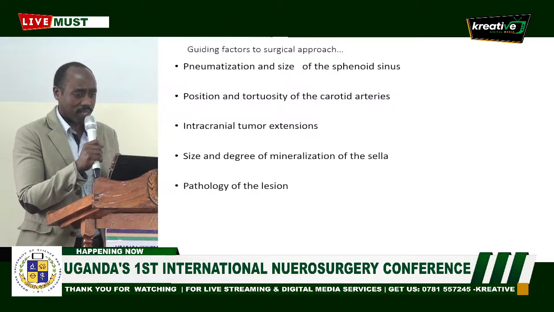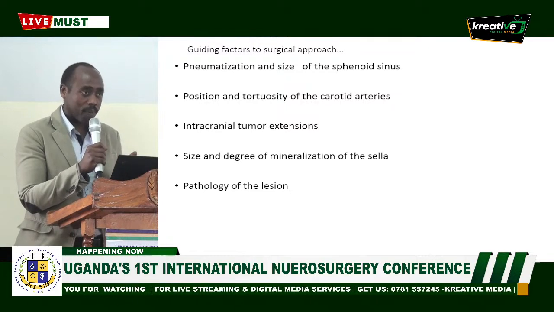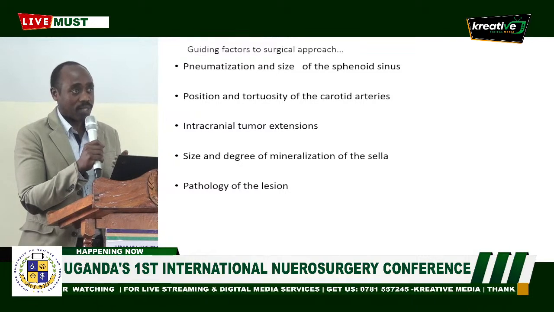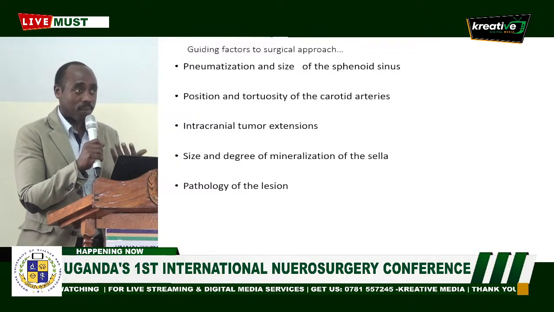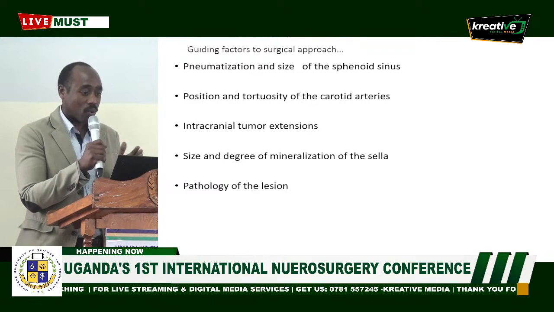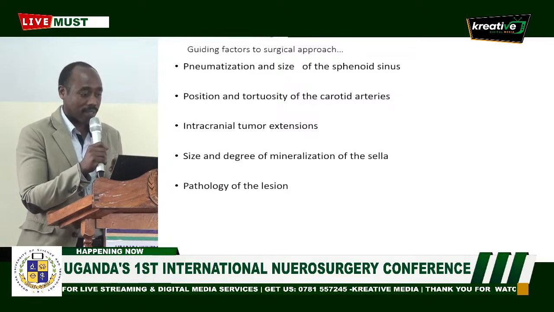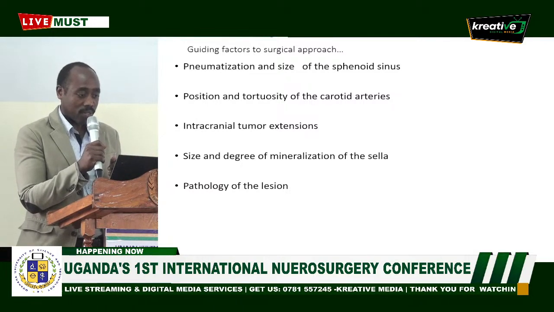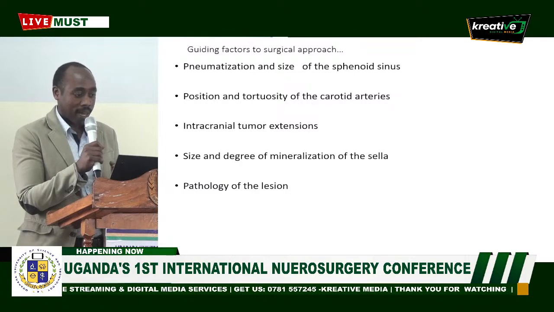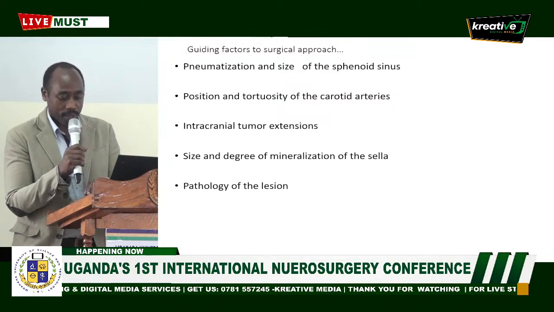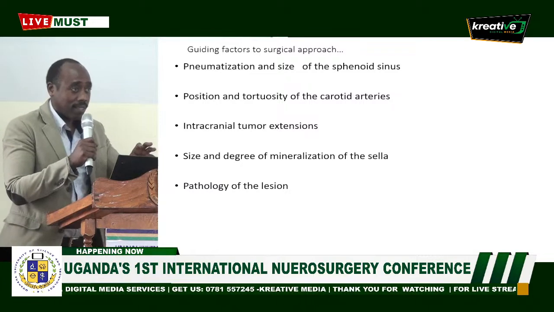So the pneumatization of the sphenoid sinus is another factor to consider when you're approaching this. Patients who have well pneumatized sinuses and sellar-based lesions benefit more from transsphenoid approaches as opposed to patients who do not have very good anatomical sphenoid sinuses. Then the position and the tortuosity of the carotid arteries, the intracranial tumor extension, and the size and degree of mineralization of the sella. Again, the sella can be classified.